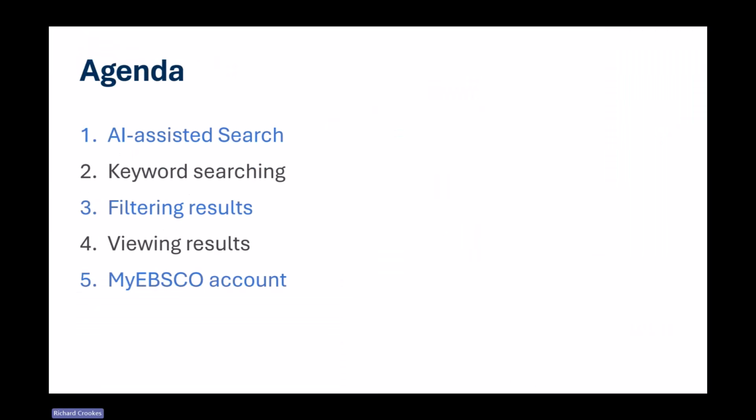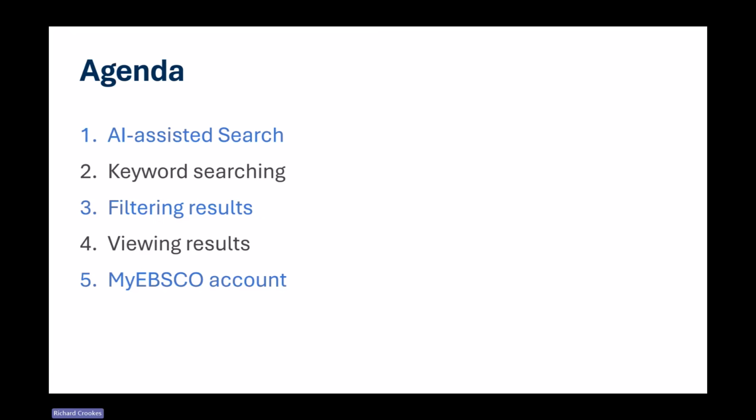So moving on here then, in terms of what we plan to cover for this session. We'll introduce the AI-assisted search. We'll focus mainly on keyword searching, although I will include subject searching as well. And also looking at how you refine your search results, filtering results, viewing results, and also the MyEBSCO account for storing and retrieving article searches, etc.